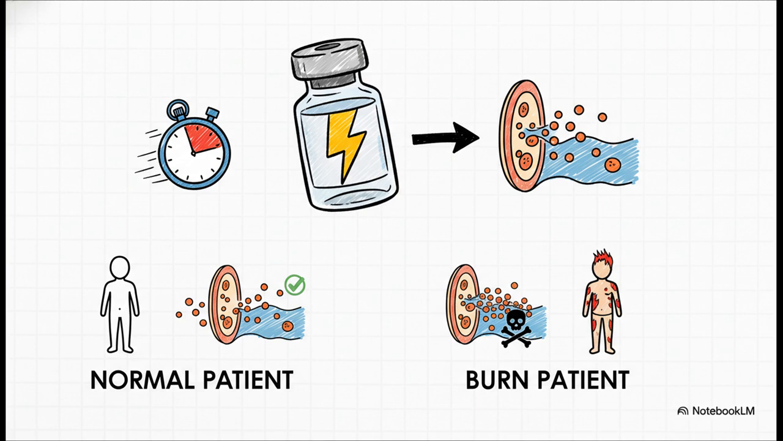But, and this is a huge but, it has a very dangerous dark side. Remember how it depolarizes the muscle cell? Well, that action forces potassium to leak out of the cell. In a healthy person, it's a tiny rise, no problem. But in a patient with major burns or a crush injury where the muscle cells are already damaged, this potassium leak can be massive, and it can cause a fatal cardiac arrest. You must remember this contraindication.